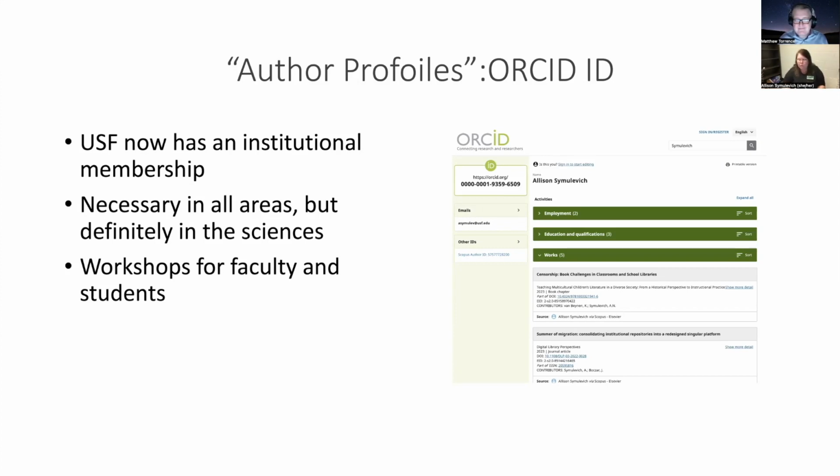We've been holding workshops to show faculty members how to sign up for these profiles and how to update them. So really trying to make them user-friendly. We know that Google Scholar is probably the easiest one to sign up for since it pretty much auto-populates for itself. But we're really pushing for ORCID.